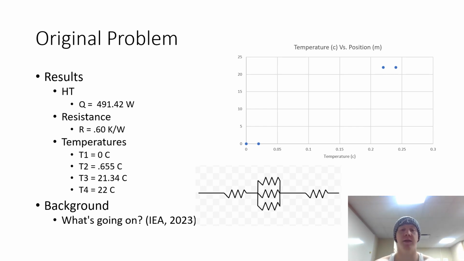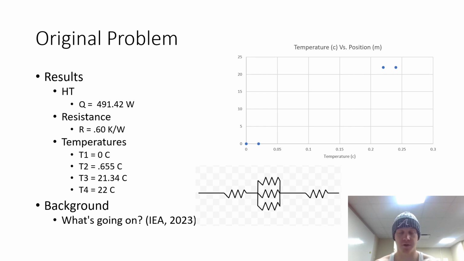For the calculations of the original problem, I got Q equal to 491.42, which is heat transfer. I feel like this is reasonable. For the resistance, I got 0.6 kilowatt hours. For temperature, we had a temperature difference of 0 and 22 degrees Celsius. So I picked T1 equal to 0 degrees Celsius, T4 equal to 22 degrees Celsius. T2 and T3, I believe, make sense.